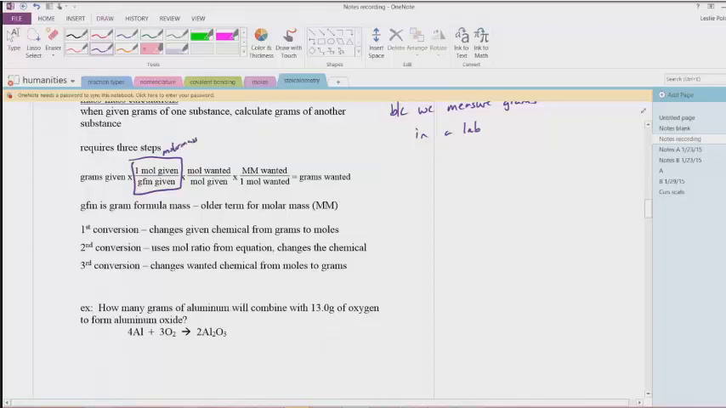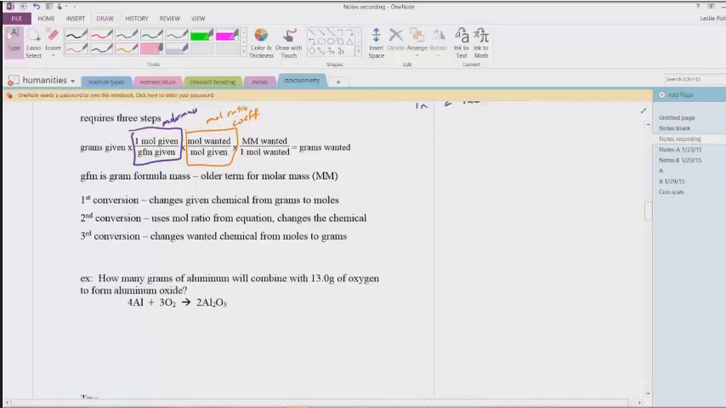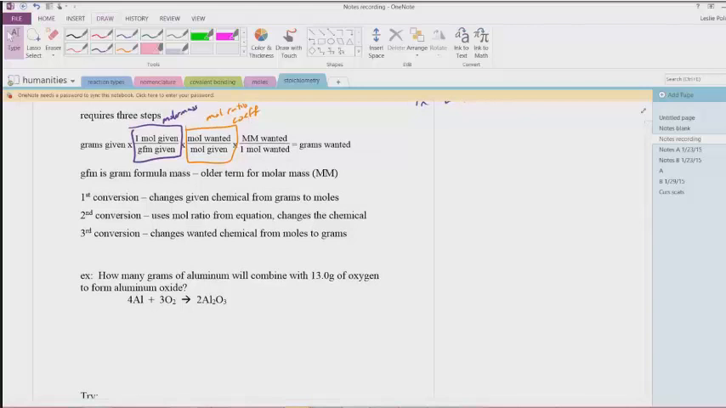You're going to use molar mass. You're going to use mole ratio, those coefficients that we just did. And I'm going to show you two different ways to look at this. So let's look at this balanced equation.